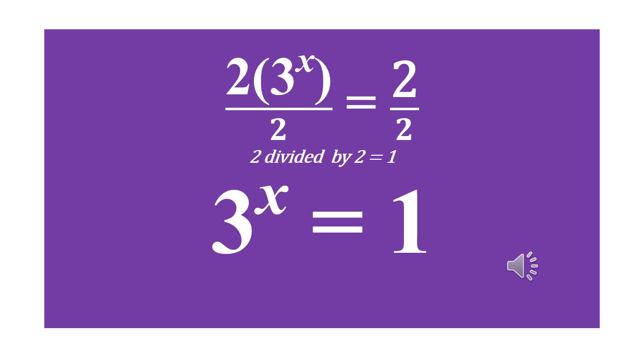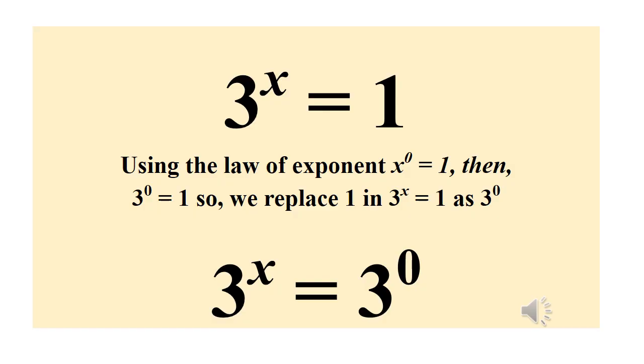So 2 we cancel out 2. So we have 3 raised to power x equals 2 over 2 is 1, equals 1. 3 raised to power x equals 1. So since we have 3 raised to power x equals 1, and we know that by law of exponent, anything raised to power 0 is 1. So we can just change that 1 to 3 raised to power 0, which is still equal to 1, because we want the base to be equal.